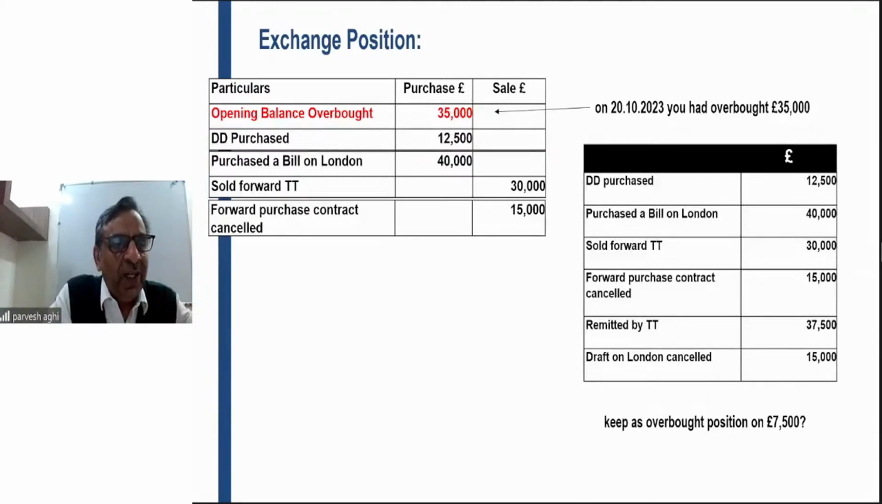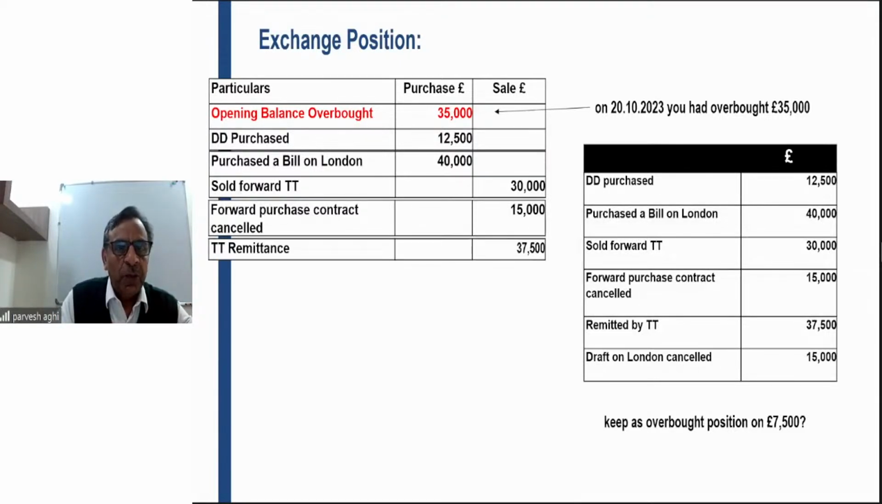So forward purchase contract cancelled. So now it will have exactly the opposite effect. Had you sold a purchase contract, it would have come as a purchase, but now it has been cancelled. So that means your exposure has gone down by 15,000 pounds. Now you made a TT remittance. So that means you made a telegraphic transfer of 37,500. You're actually selling pounds from your account to someone. Somebody came to you and he says that I want immediately to make a TT, okay, to make a payment for my imports. So the bank says, okay, and they issue a TT in favor of you for 37,500. Now TT remittance has an immediate impact both on your exchange position as well as the nostro account, okay.